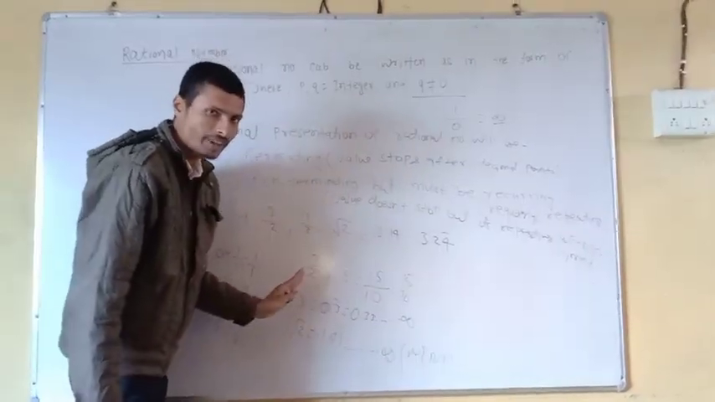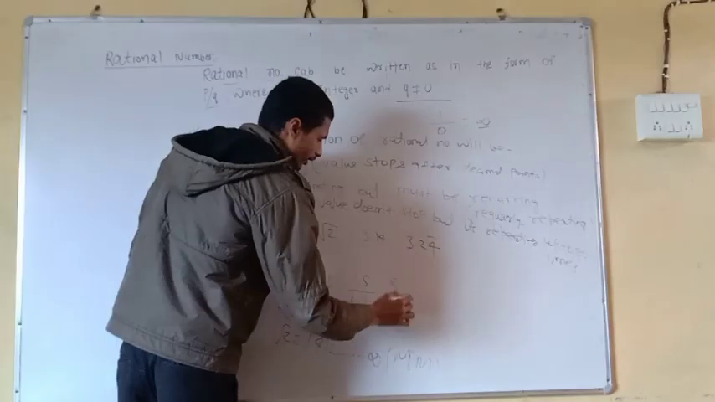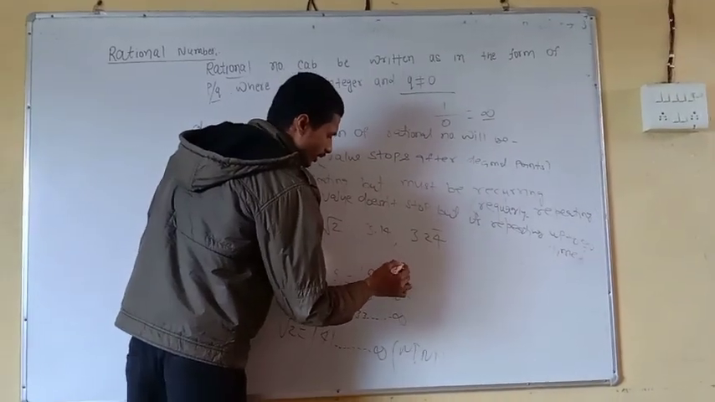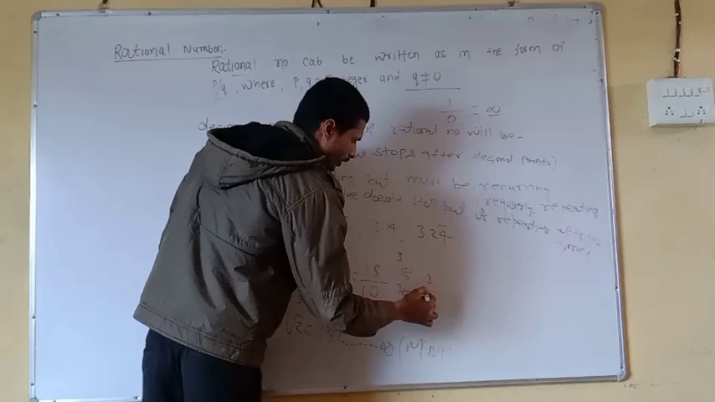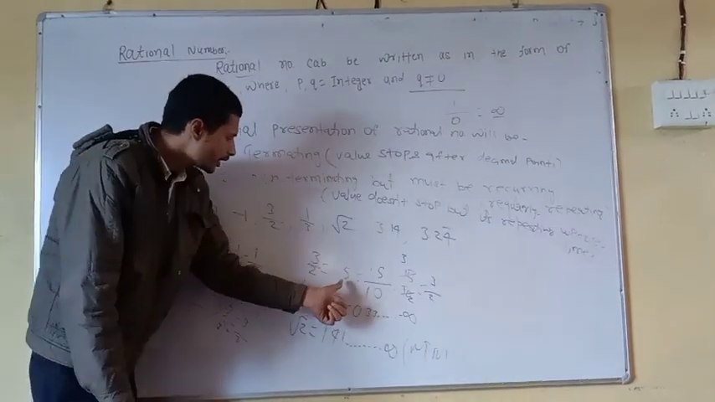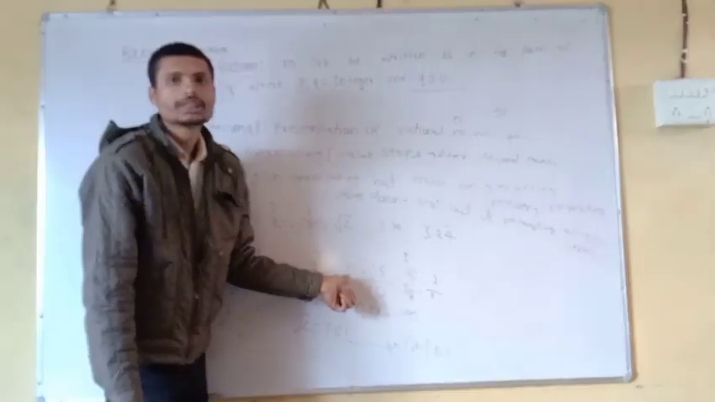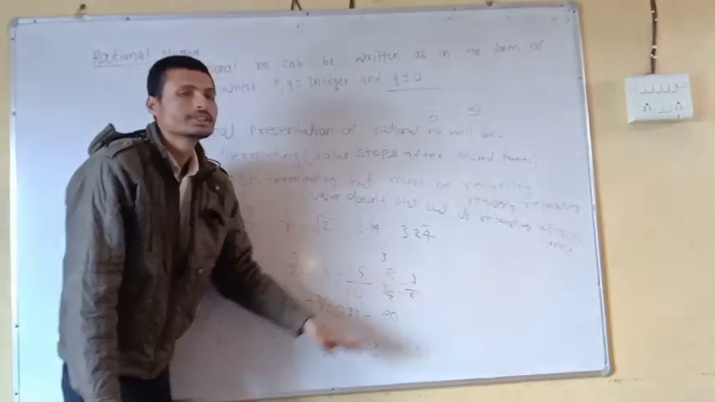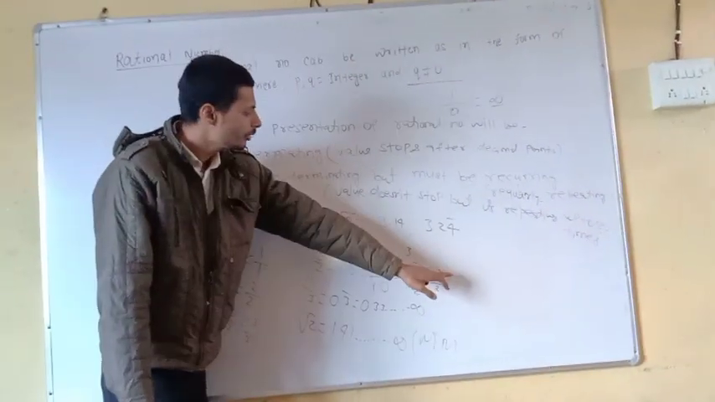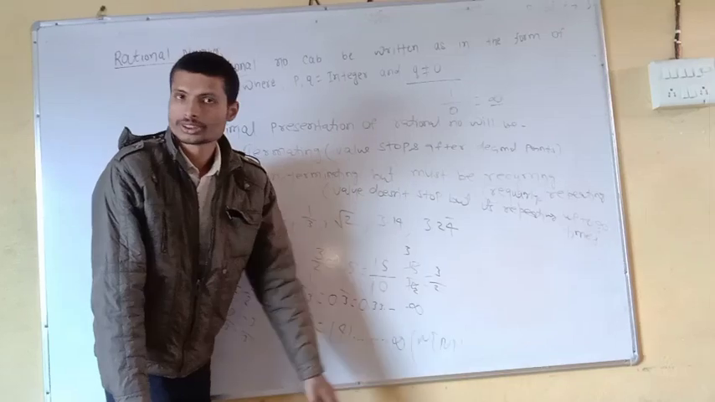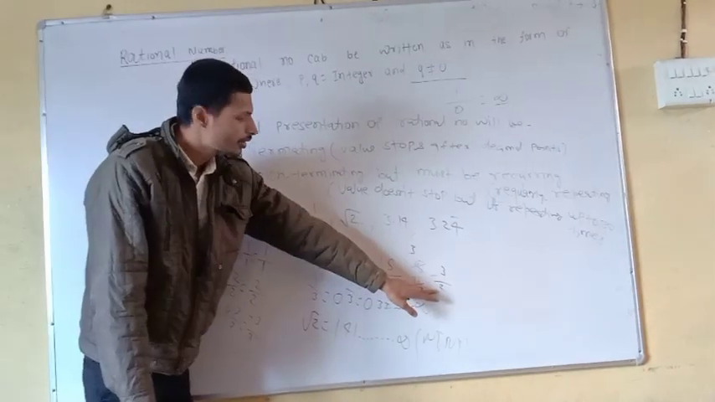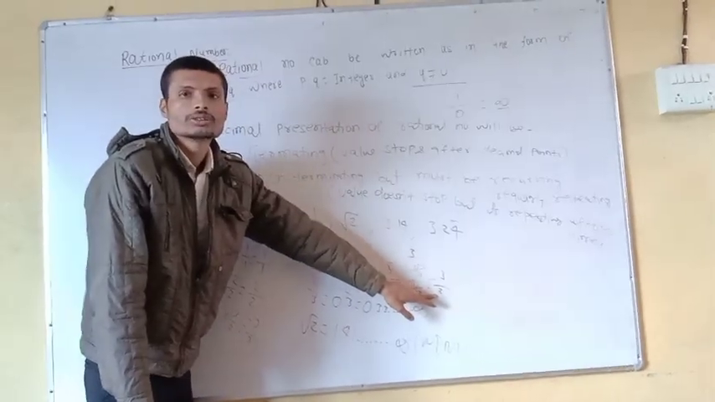So 3 upon 2 is equal to 15 upon 10. These are the same fraction, same value, and this will be cancelled by 5: 5 threes are 15 and 5 twos are 10. So this will be 3 upon 2. So this terminating decimal we can write in the form of p by q, where p and q are integers. Here 3 is an integer and 2 is also an integer, but the denominator is not equal to 0.